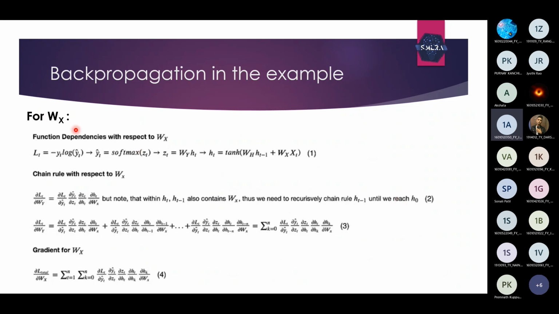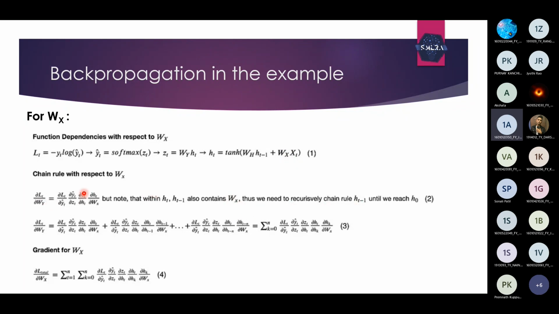But if you do it for WX, there's a recursive loop. The total loss depends on y hat, which depends on ZT, which depends on HT, but HT in turn depends on WX. So eventually you reach WX again, meaning there's a dependency on WX itself. To solve that, you have to do a recursive chain rule.